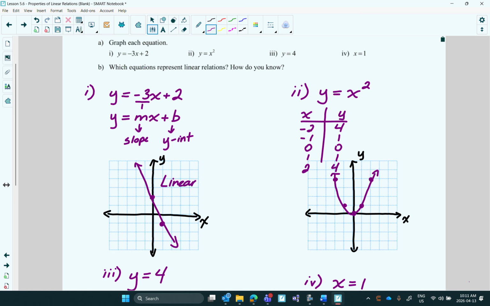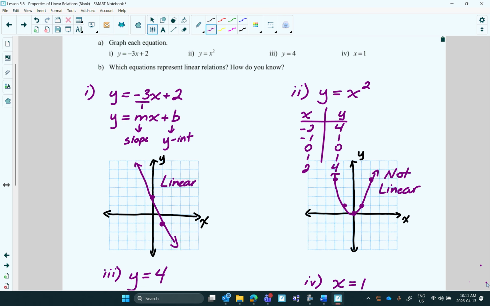Linear or no? No, because it's a curve. This is actually something that we're going to be looking at early on in grade 11. This shape is called the parabola. Okay, fun to say. Well, what am I putting? Not linear. Got a little excited there saying the word parabola.